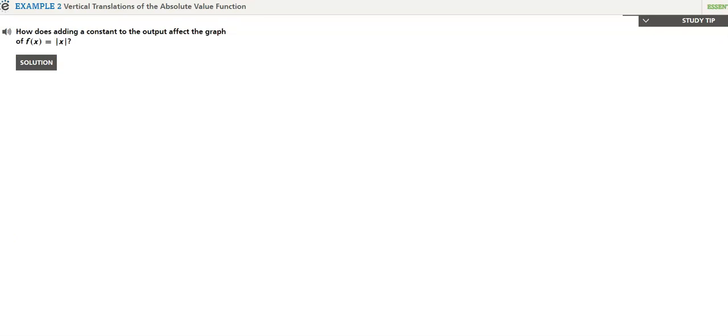So we're going to talk about how adding a constant value to the output affects the graph of f of x equals absolute value of x. And I'm going to use this term called parent function. So f of x equals absolute value of x is our parent function. There's no extra letters, numbers, values, etc.